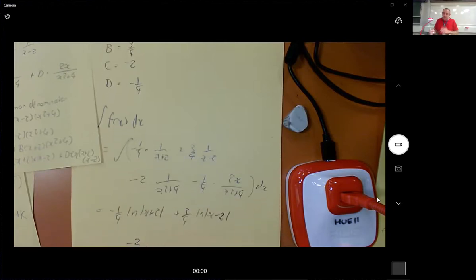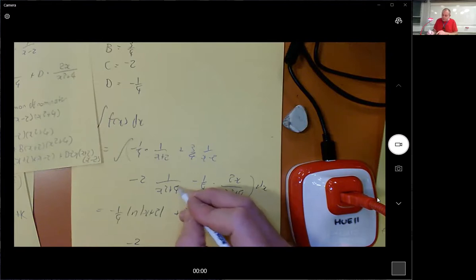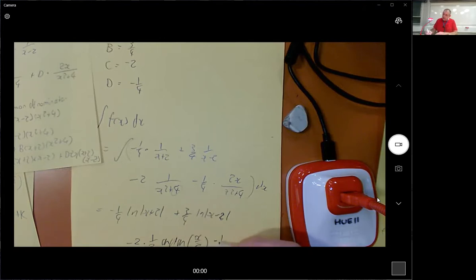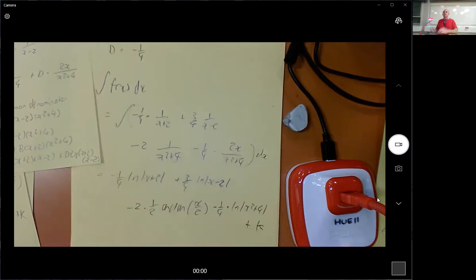Minus 2 of, now, how did it work? It was the square root of this. So 1/2 times arctan of x on 2, minus 1/4 of, now that was just ln of the bottom, plus constant. Yay! And that is partial fractions. I hope that was helpful.